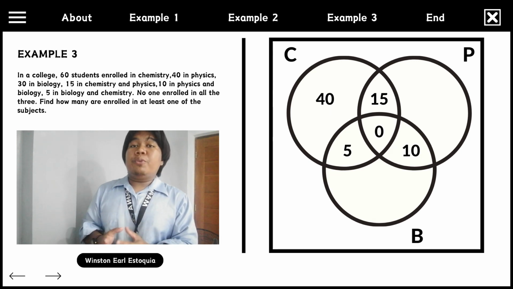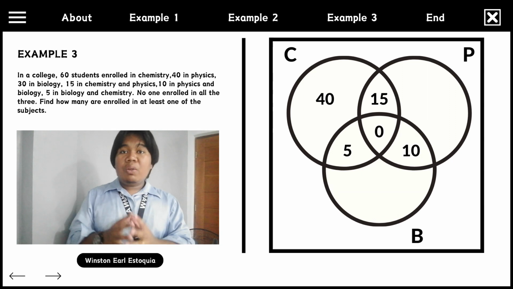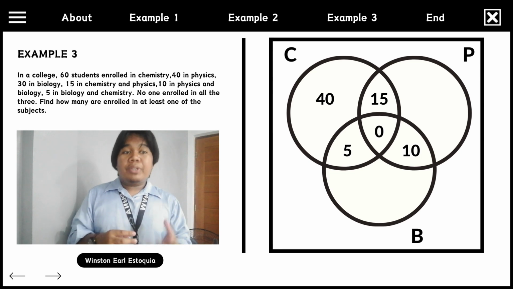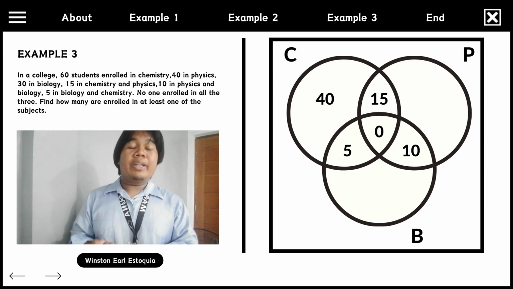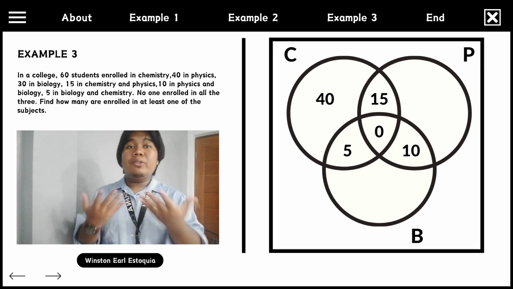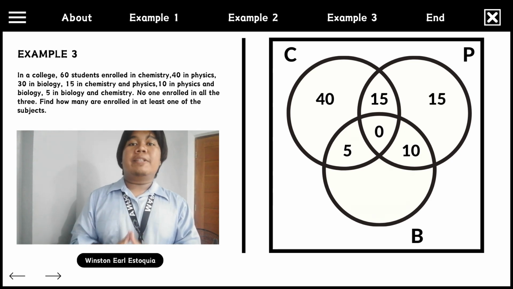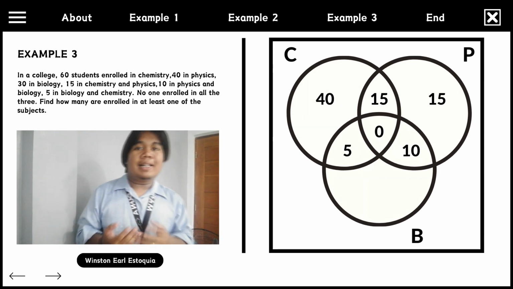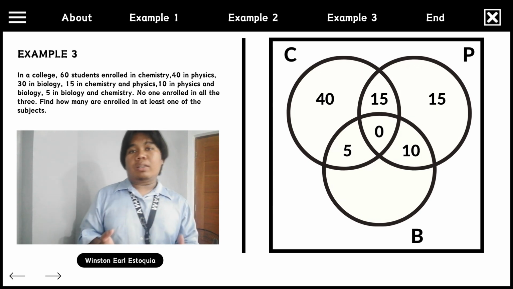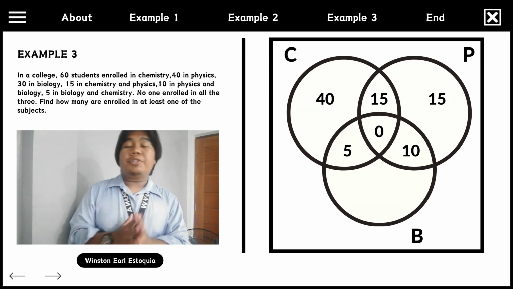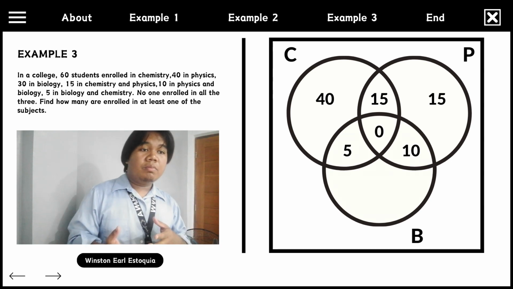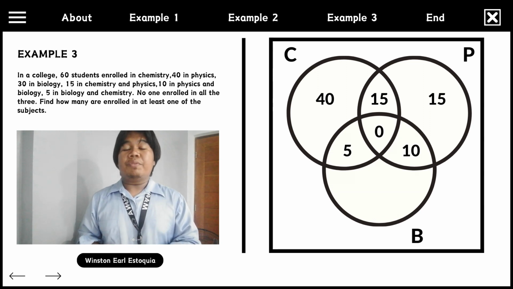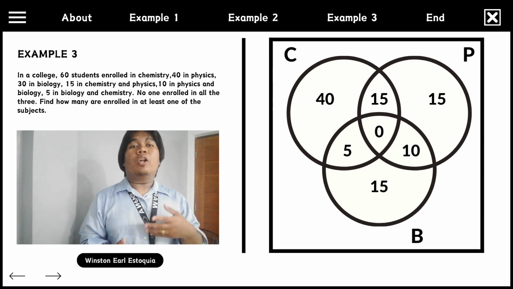Another, 40 students are enrolled in a physics class, and we will subtract 25, which is the sum of all of the intersections that the physics circle is involved in. So 40 minus 25 is equal to 15. 15 students are enrolled only in the physics class. And lastly, 30 students are enrolled in the biology class. And we will subtract 15, which is the sum of all of the intersections our biology circle is involved in. So 30 minus 15 is equal to 15. 15 students are enrolled only in the biology class.